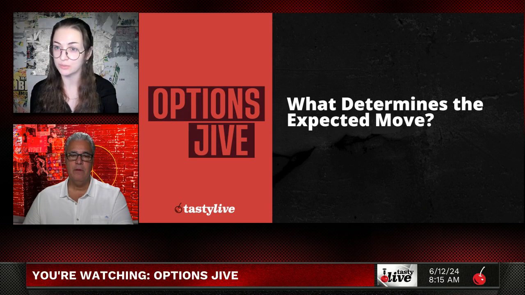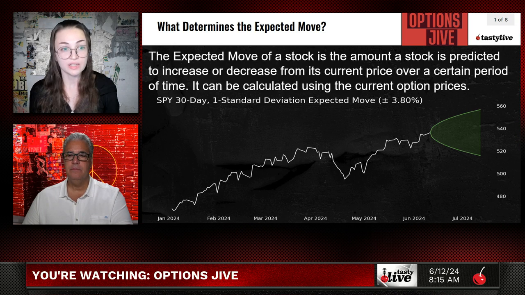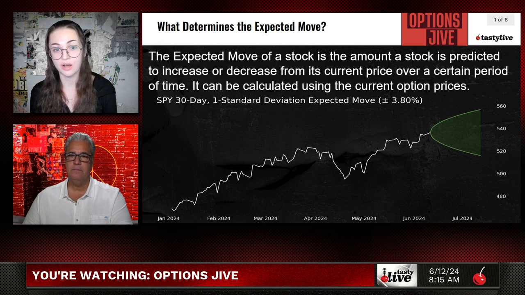Determines the expected move. We talk about this an awful lot. It is extremely important for options trading. Here we're going to talk a little bit about an estimation and some of the simplifications that we can make. The expected move of a stock is the amount a stock is predicted to increase or decrease from its current price over a certain period of time, and it can be calculated from the current option prices.